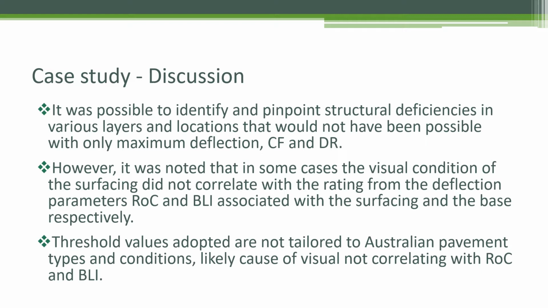However, it was noted that in some cases, not the Donaldson Road case, the visual condition of the surfacing did not correlate with the rating from the deflection parameter, radius of curvature, and the BLI associated with the surfacing and the base, respectively. It is likely that the lack of correlation between the radius of curvature and the BLI is due to the fact that the threshold values were not tailored to Australian pavement types and conditions. This is something that should be looked into in future research.